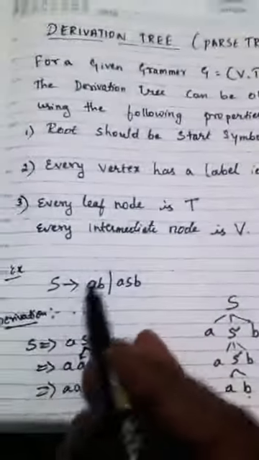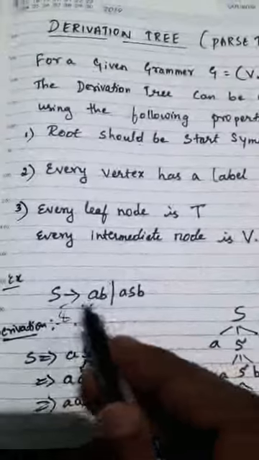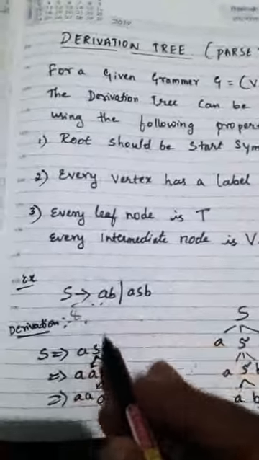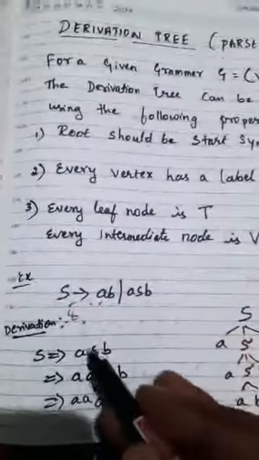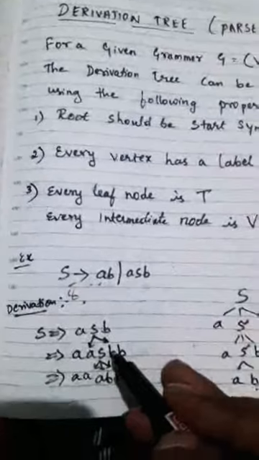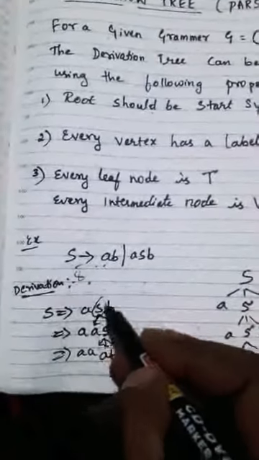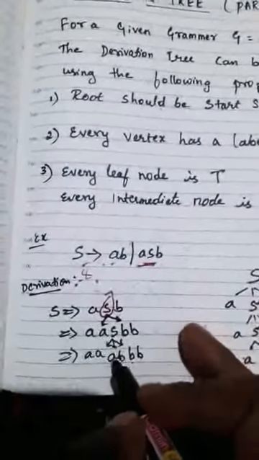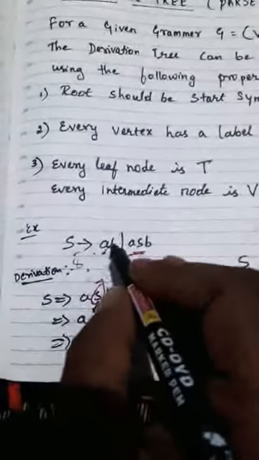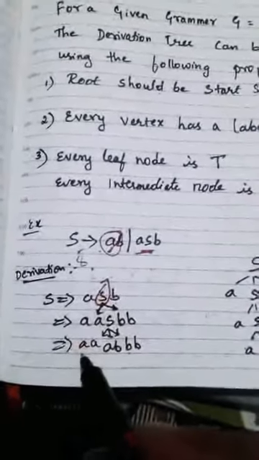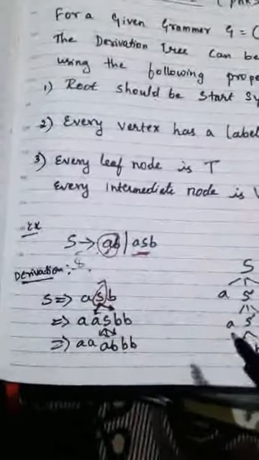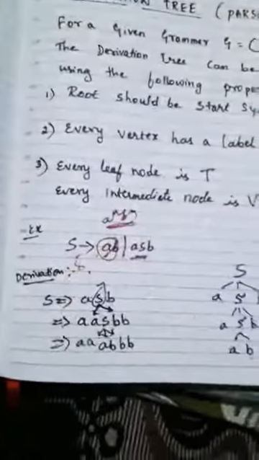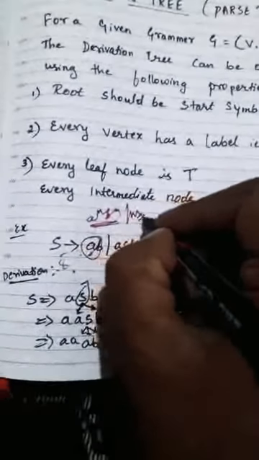Let us take a simple grammar. S tends to AB, or ASB. I will take the first production as S tends to ASB. For this S, again I will take ASB. For this S, I have taken the second production only, that is ASB, and for this S again I am taking AB. What is the string you obtain from here? You will get 3 A's followed by 3 B's. The language generated by this is A power n, B power n, where n is greater than or equal to 1.